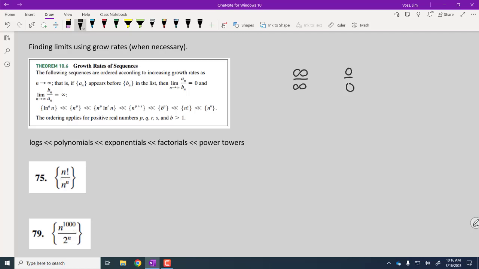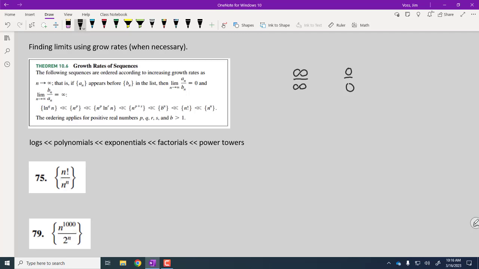There are other strategies. You saw some in Calc 1 where if you can factor the top and bottom and cancel out a common factor, there are other strategies. In calculus, usually we're doing this kind of thing with L'Hopital's rule. Sometimes you divide by the highest power in the denominator. So there are other techniques.